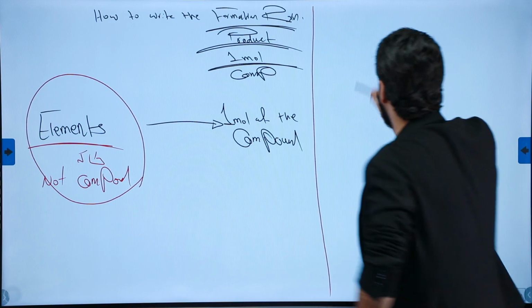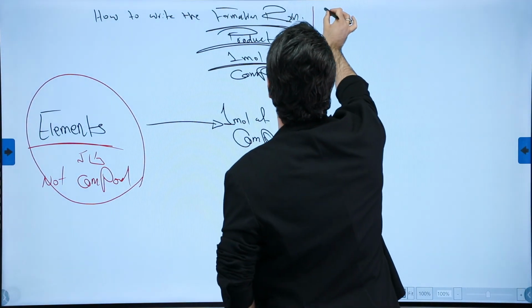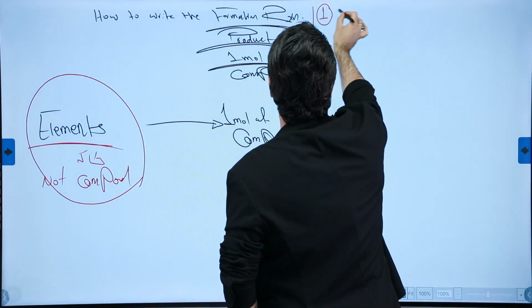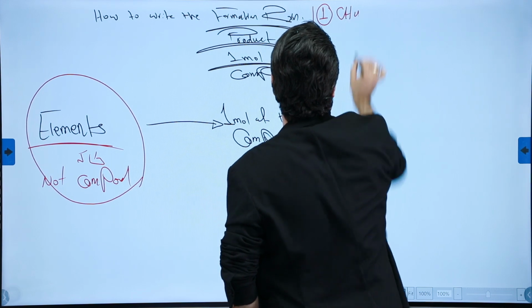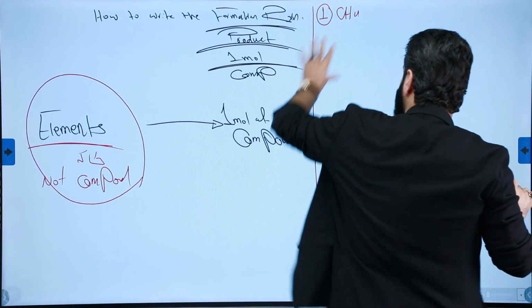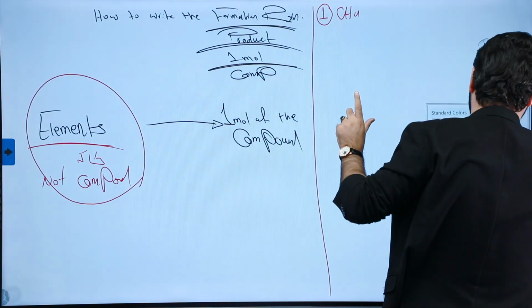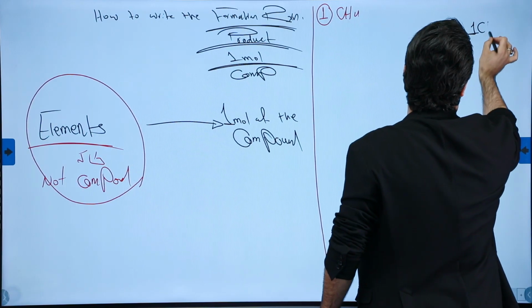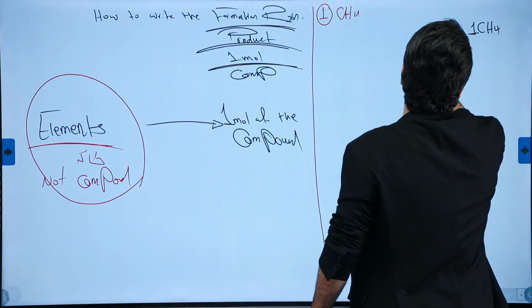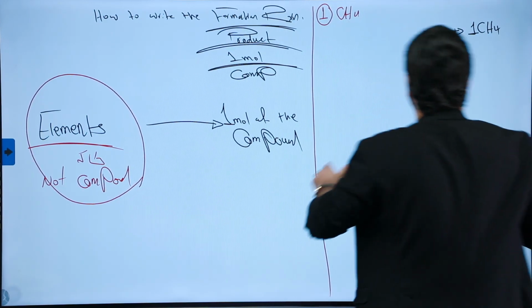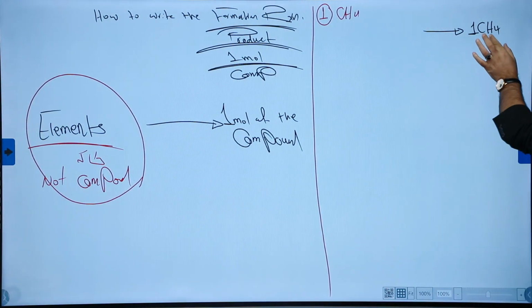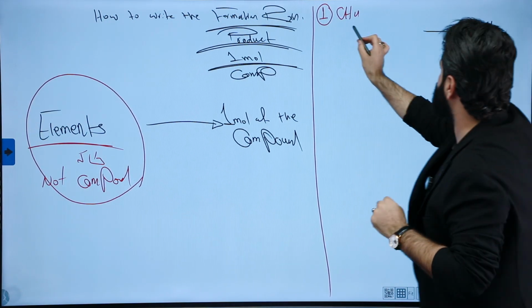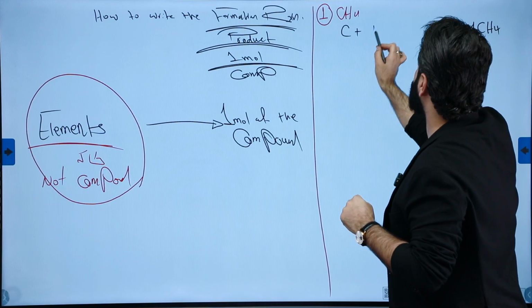Question. Write the formation reaction for the following substances. The first one, CH4. As I said, try to have the compound at the product side by 1 mole. 1 mole of CH4 here. Then the elements. How many elements are there? Carbon and hydrogen.